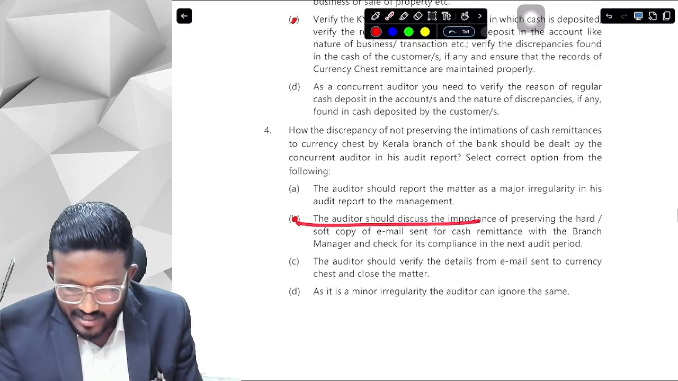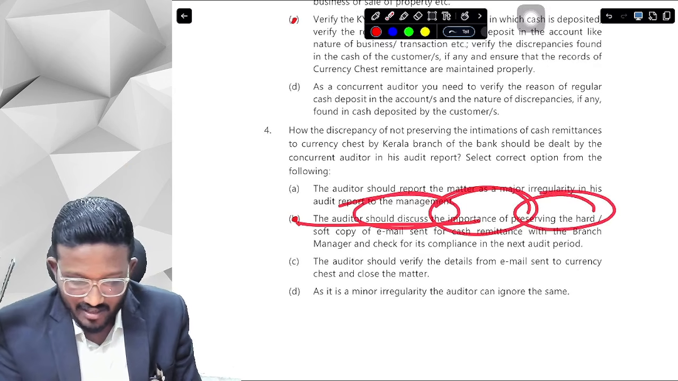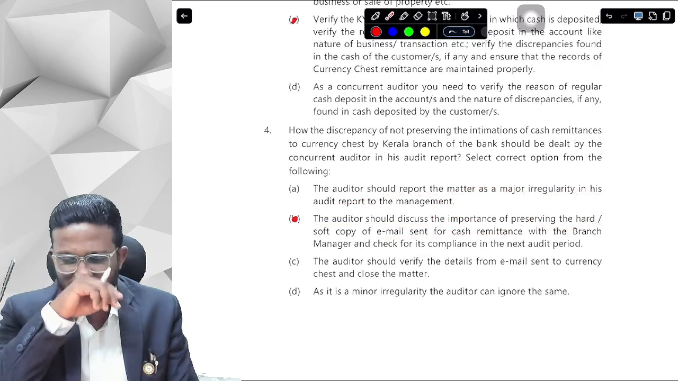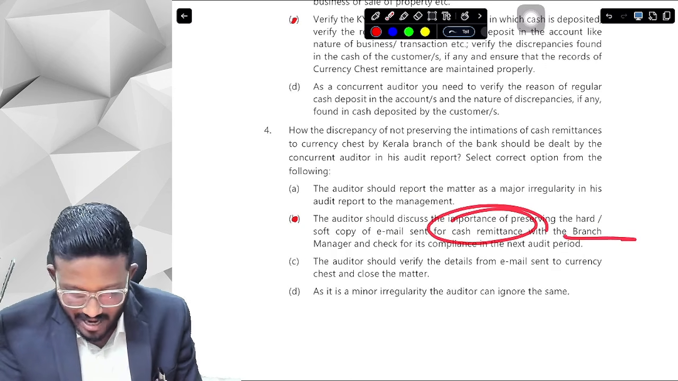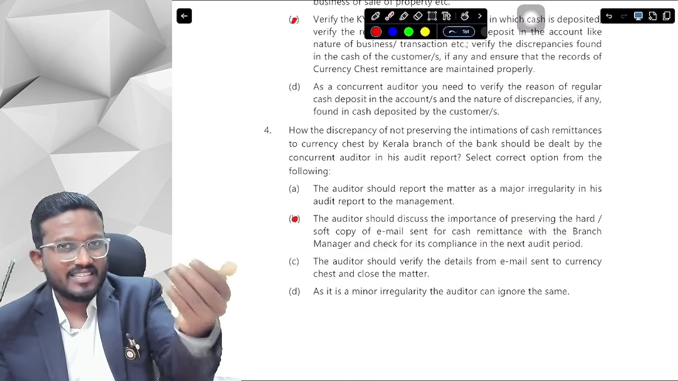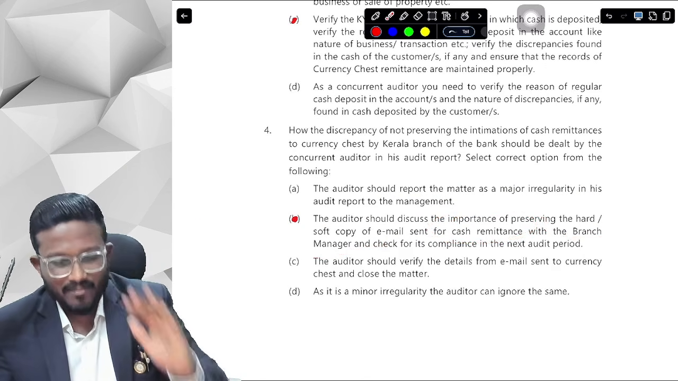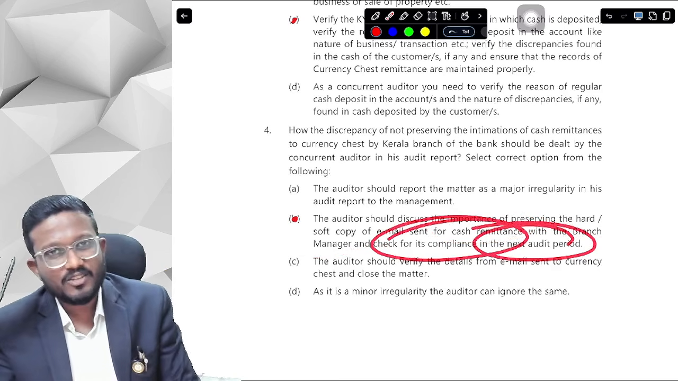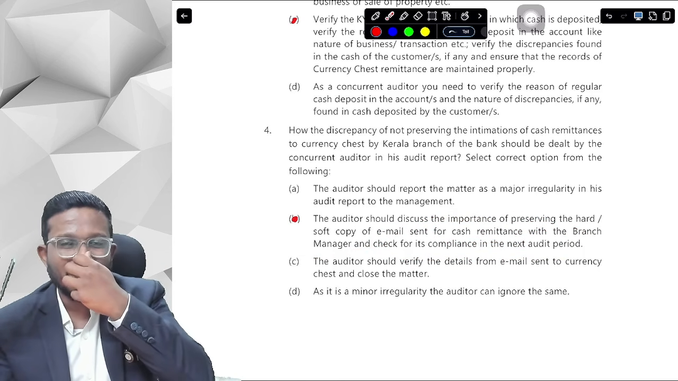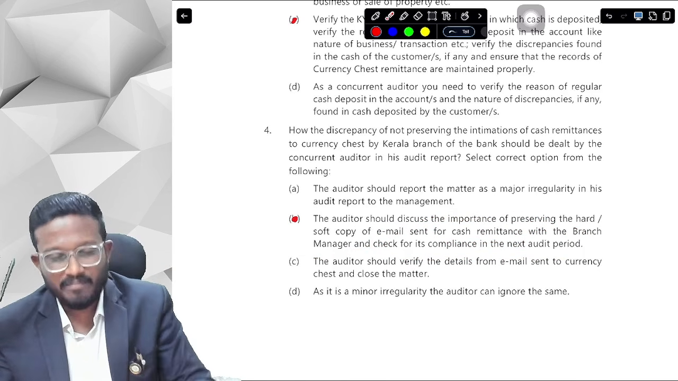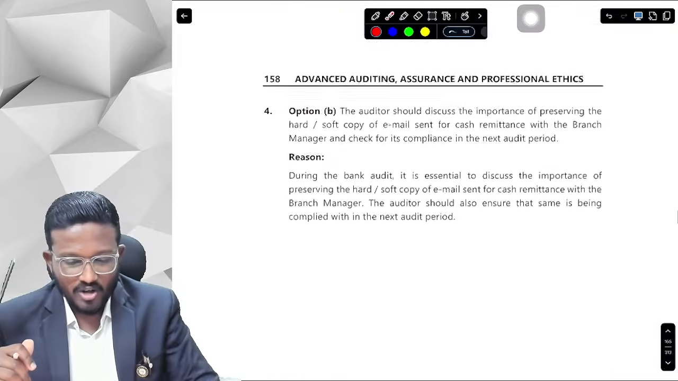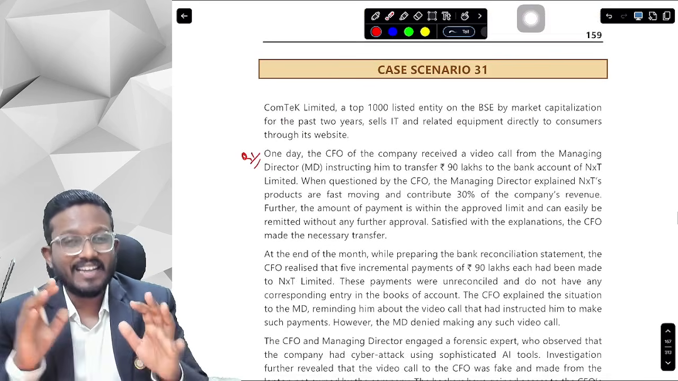We shall need to discuss the importance of preserving the hard or soft copy of the email that we have sent for cash remittance with the branch manager, and since we have discussed the importance, we have told them that you should maintain the remittance. We will check it for its compliance in the next audit period. So whenever I am auditing next time, I will check whether they have maintained the intimation this time or not. Okay, yes sir, this was your case scenario number 30.